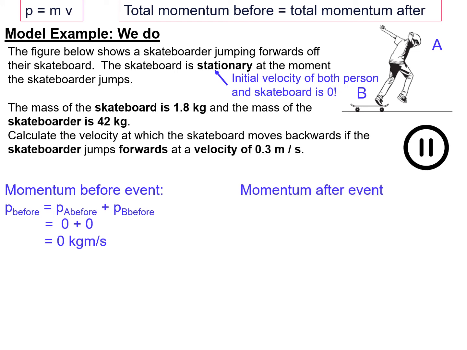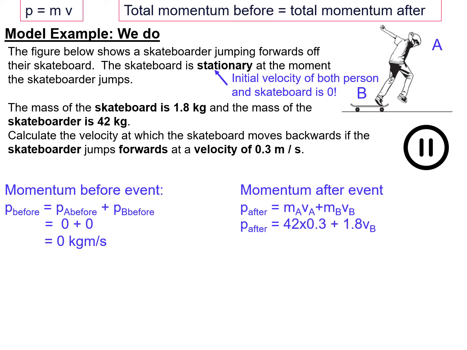Let's now have a look at the momentum after the event. So the momentum after the event is going to be the sum of the momentum afterwards due to the person and the momentum afterwards due to the skateboard. Note how they don't move off together this time. We can see the skateboarder jumps forward, but the skateboard moves backwards, and that's why we have these as separate calculations as opposed to the previous example.